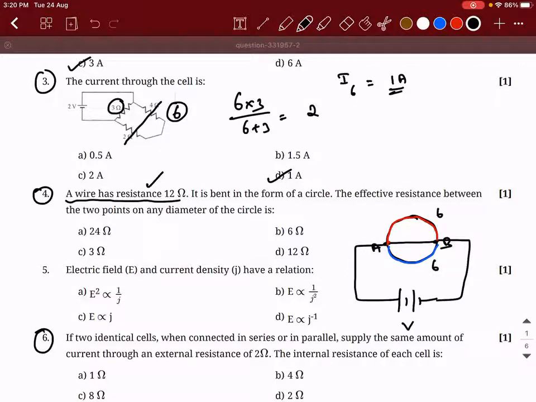Because you can ask me how am I equally dividing it? Because R is equal to rho into L divided by A. Since the length is becoming half, resistance will also become half. Resistivity is same, area of cross section is same. Correct? So 6 and 6 are in parallel. So what will be the equivalent resistance? 3 ohms. That's right. Next, fifth one. What is the answer?